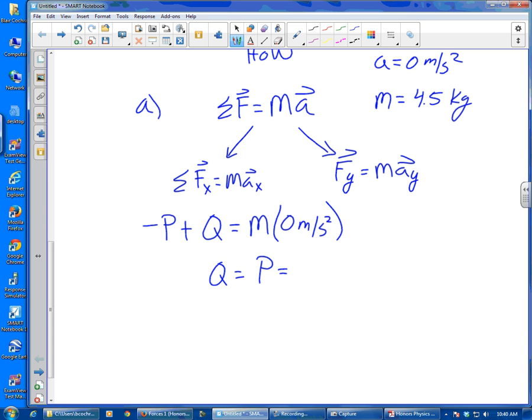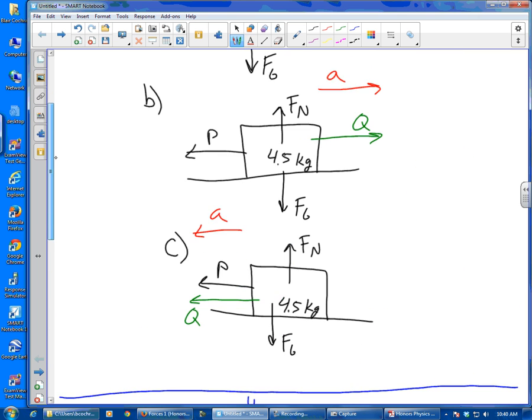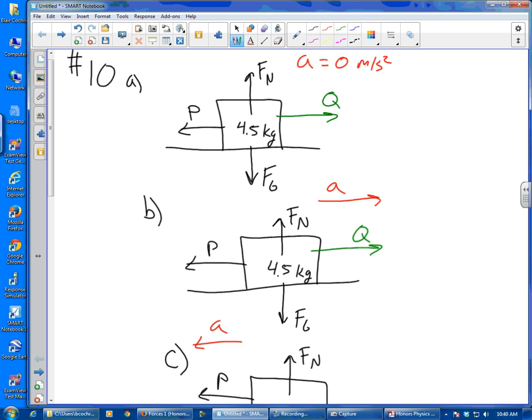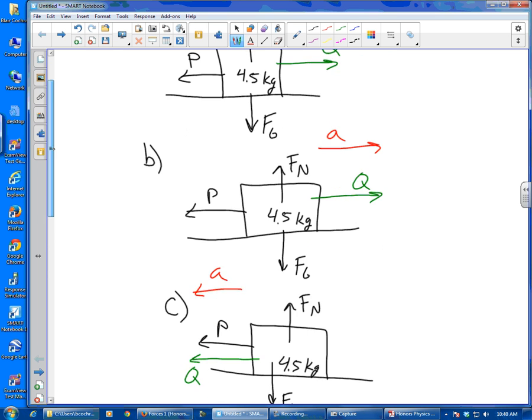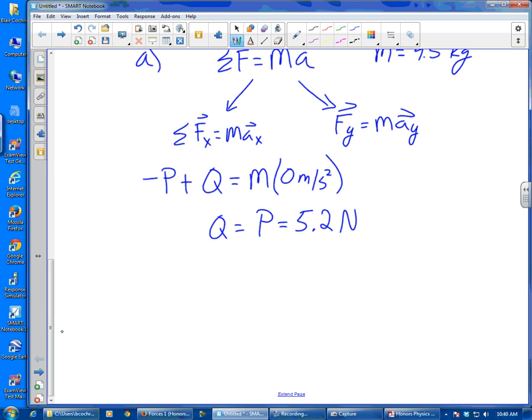So P equals 5.2 newtons. They gave it to me as negative so that I know to point it in the direction that I did in my free body diagram. But notice these are just the magnitudes. I've taken into account the directions as I've put them in. So P is 5.2 newtons, Q is 5.2 newtons. Yay. Check it out afterwards. Pretty confident.